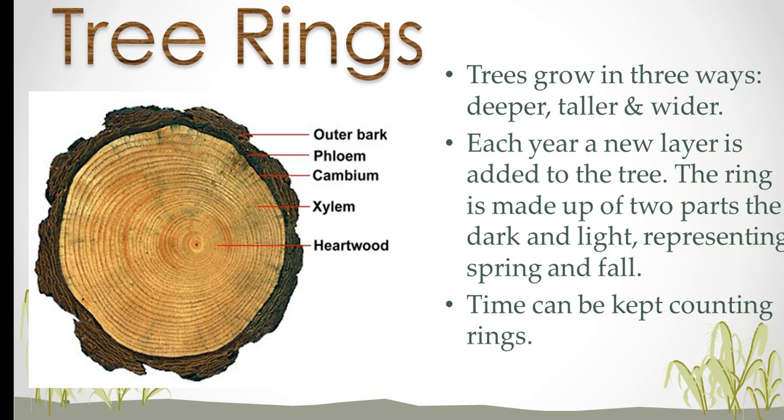So there was a spring and a fall. The dark ring that's kind of thinner is the fall growth, and the wide white one is the spring growth, because in spring there's going to be a lot of growth right there. So we can keep time, right? We can count how old the tree is by counting these rings right here.